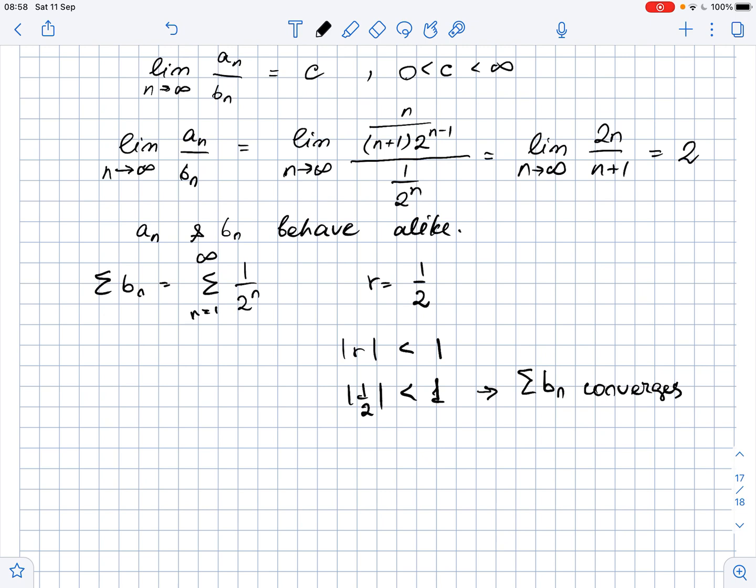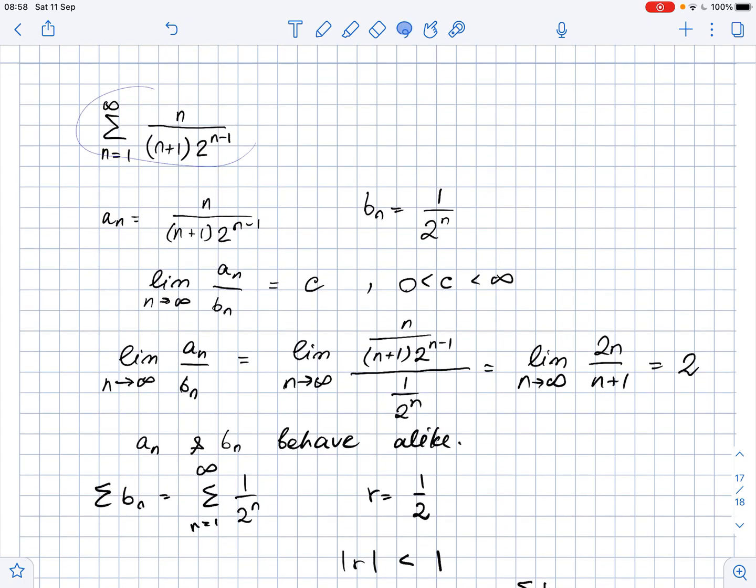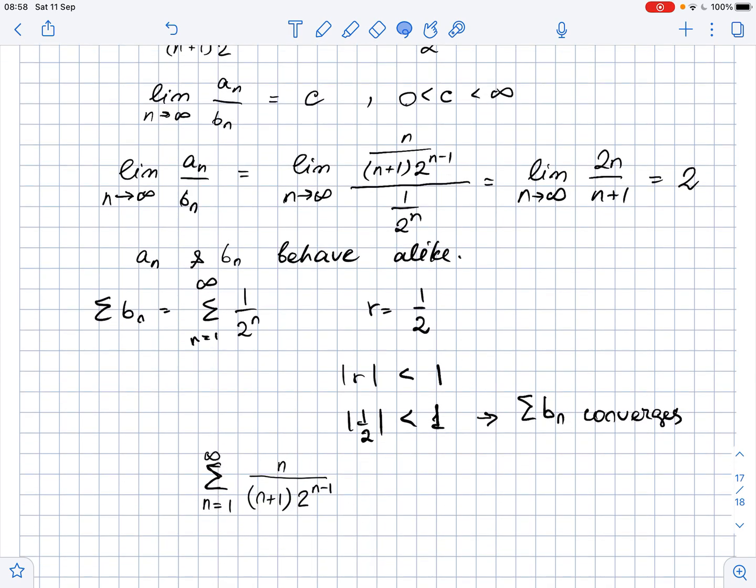So now, since we know that series b_n converges, and we know that a_n and b_n behave alike, that means that our initial series a_n is convergent.